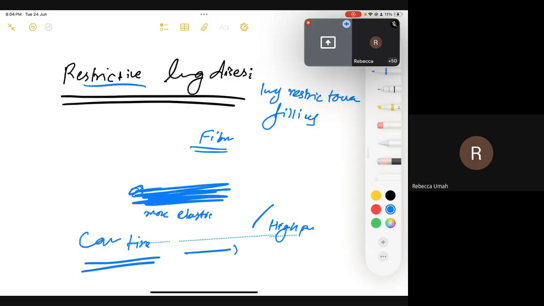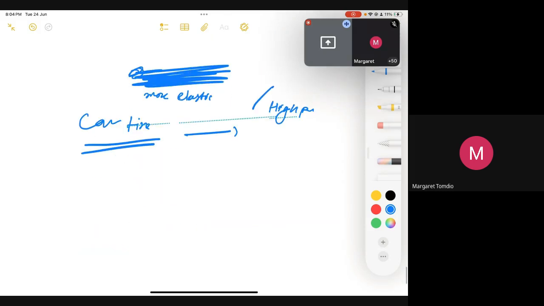Is it clear? Yes. So the lung volumes become reduced. Yes, that's also one point. So now we'll be discussing obstructive lung disease.